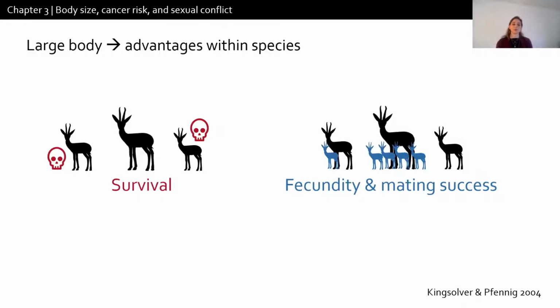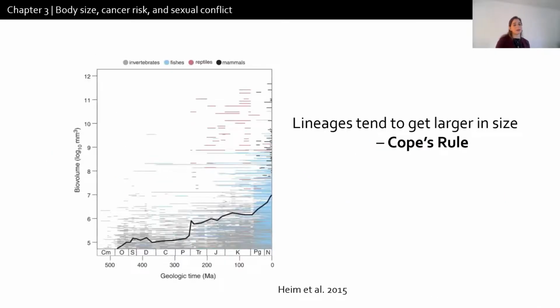So body size is one of the most important traits of the species that correlates with various aspects of life history. And it also might have advantages within a species, like higher chances of survival, for instance, against predators. And larger individuals can also have higher fecundity and higher mating success. For instance, larger males having access to more females and things like that. So these advantages of large size are quite common in nature, which is why there's also this trend that lineages tend to get larger in size over macroevolutionary time, which is called Cope's rule.